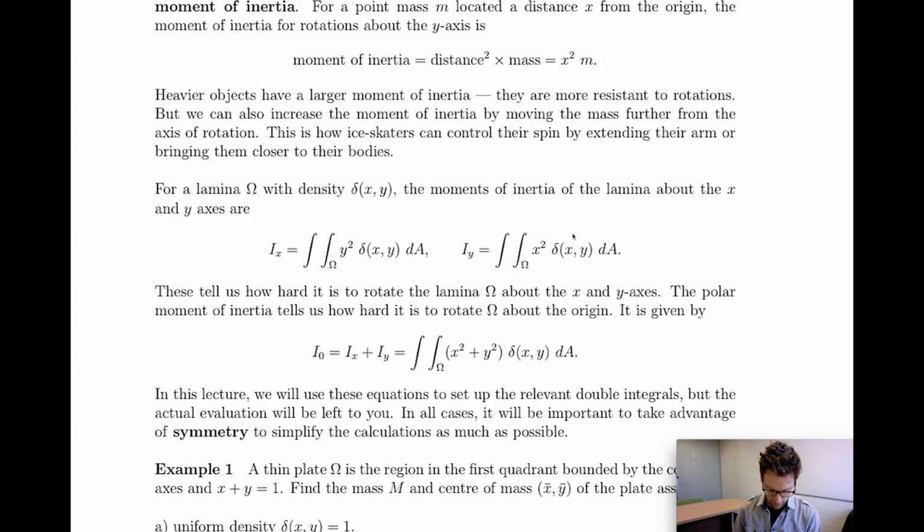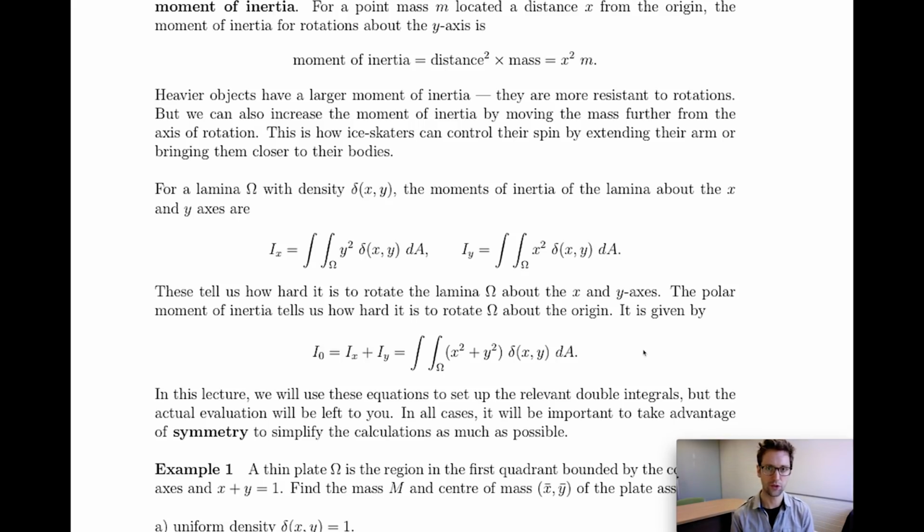The last type of moment of inertia that we'll have to deal with is what's called the polar moment of inertia. This tells us how hard it is to rotate an object about the origin, and so that's going to be given by the sum of the other two. So it's going to be given by x squared plus y squared delta xy. Now, I've set up those formulae for you, and they're given to you on the first page of these lecture notes, so we can refer back to them. But the important thing is that we're going to have to calculate a whole bunch of double integrals. So we're going to have to try and find ways to do those as efficiently as possible.